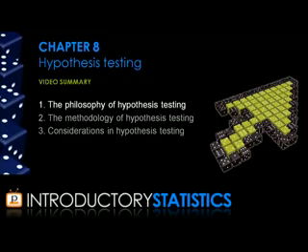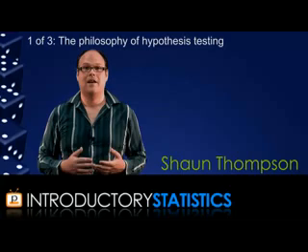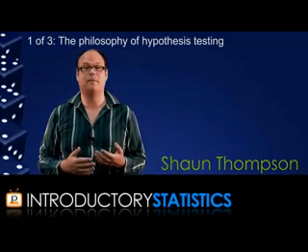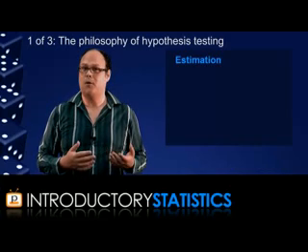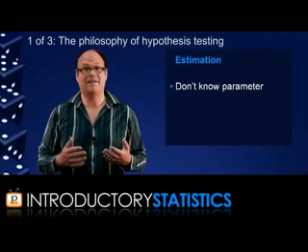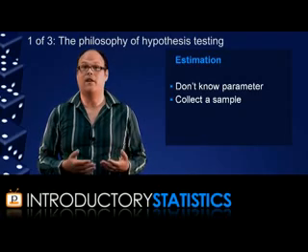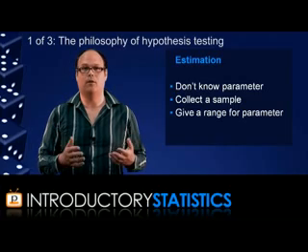We previously covered estimation, which is one of the major fields in statistical inference, and testing is the other major field. In fact, we can explain testing by comparing it to estimation. In estimation, when we don't know anything about a population parameter, like a population proportion, we collect a sample and calculate a sample statistic, like a sample proportion. We then use the sample statistic to estimate a range of values for the parameter.